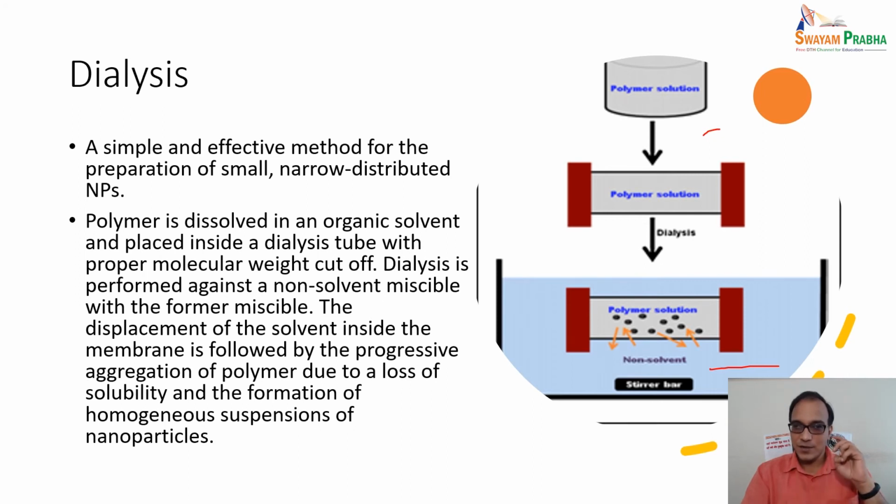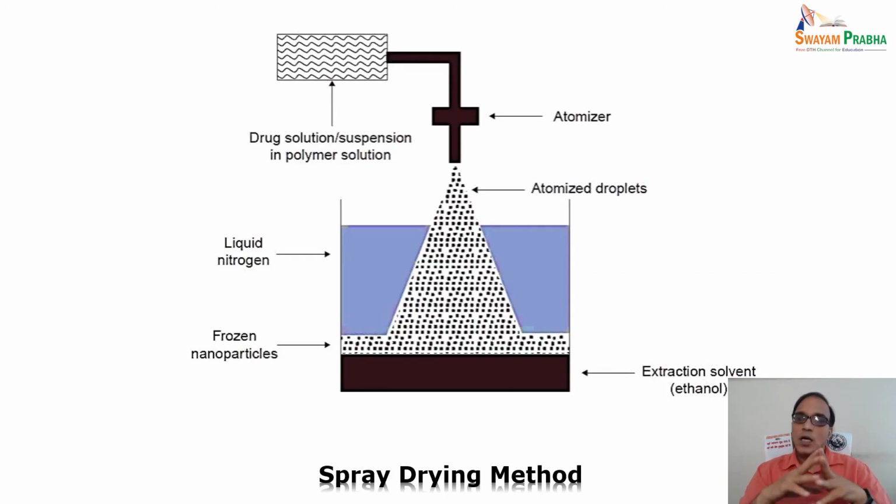So in the dialysis tube, what we are doing is adding the polymeric solution in the organic solvent, and after dialysis, a homogeneous suspension of nanoparticles is obtained. Now the spray drying method. Spray drying is what we are doing here. The drug solution or suspension in polymer solution is atomized with the help of an atomizer in liquid nitrogen, and the frozen nanoparticles are obtained, and solvents can be extracted in the spray drying method.